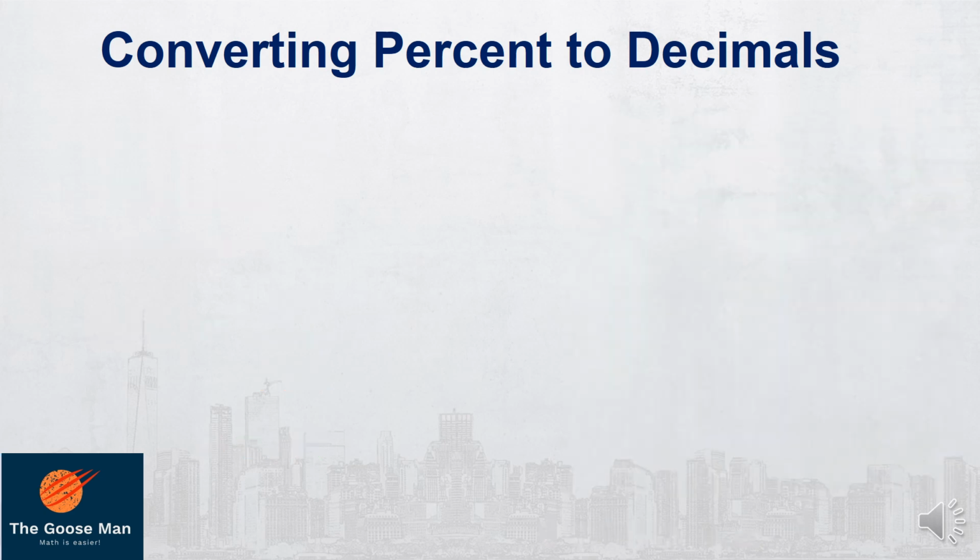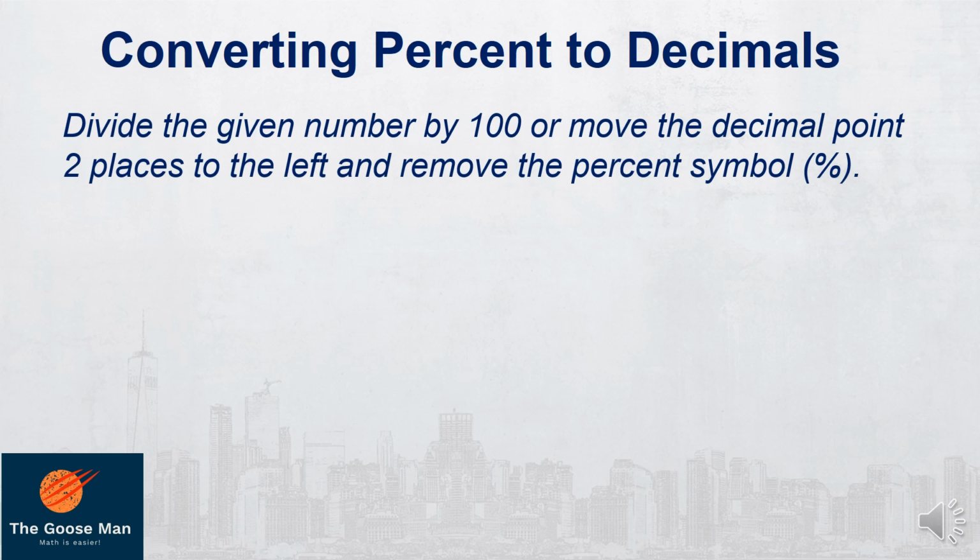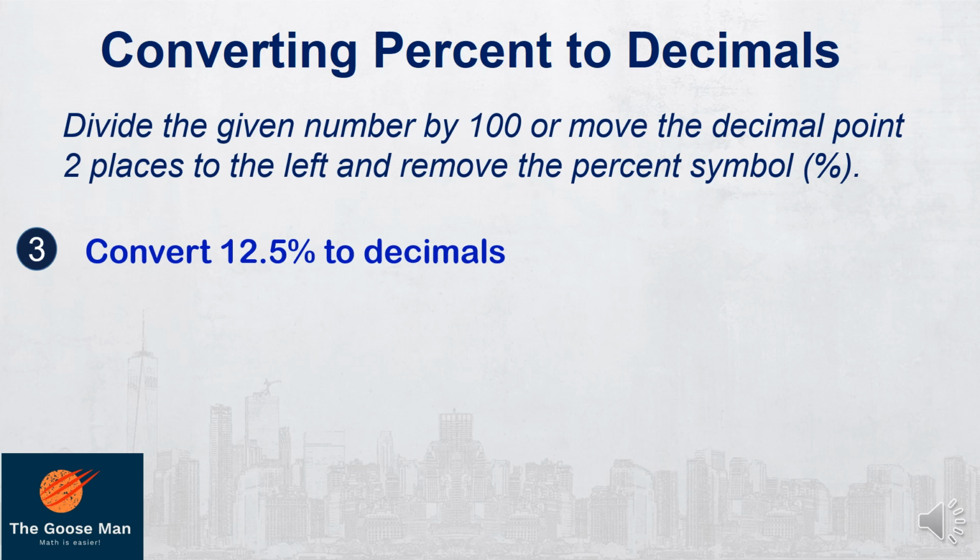Okay, so let's have converting percent to decimal. So we have the following steps. First, we divide the given number by 100 or move the decimal point 2 places to the left and remove the percent symbol. So let's have example. So convert 12.5% to decimals.